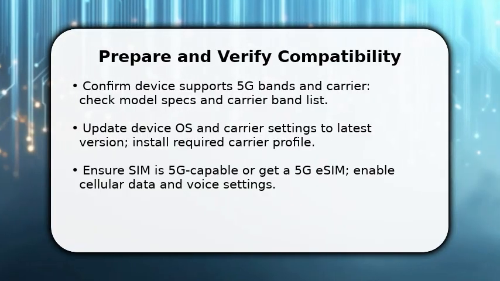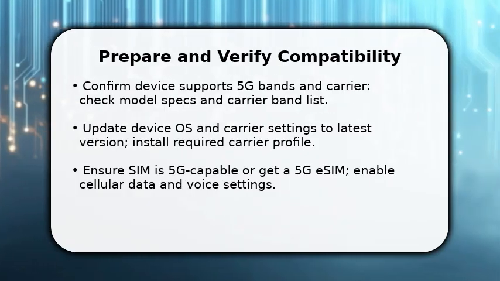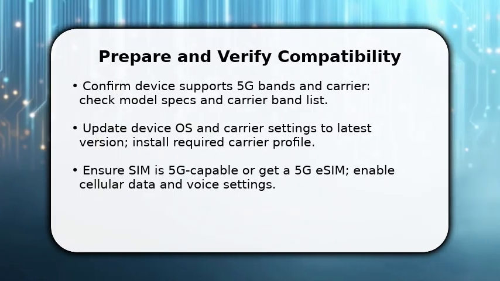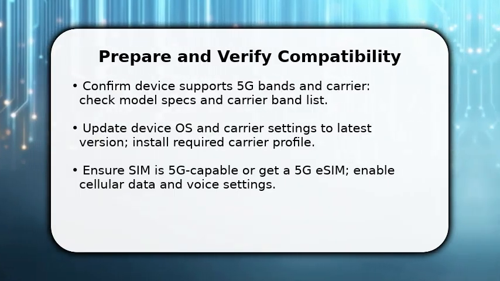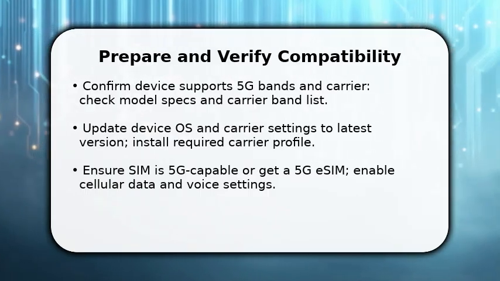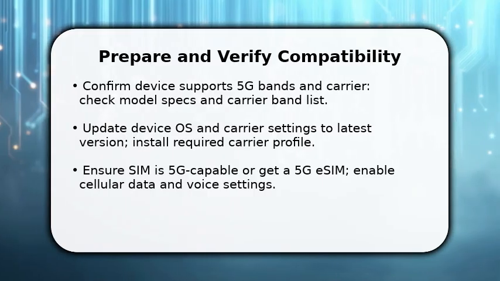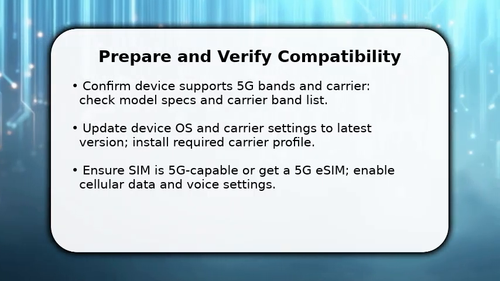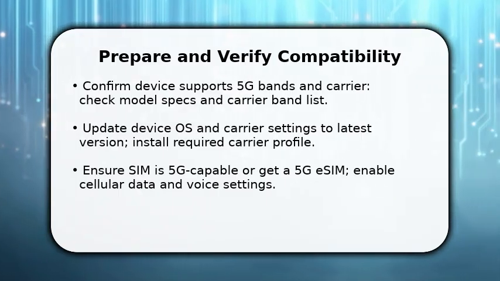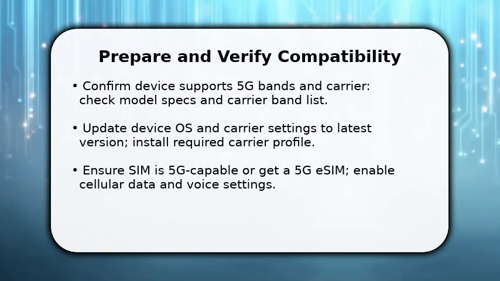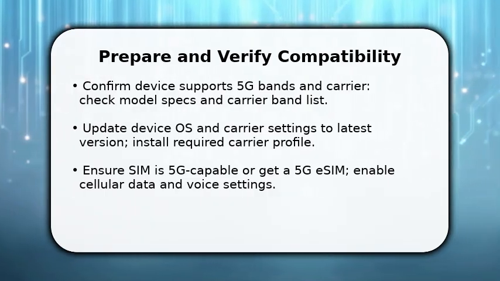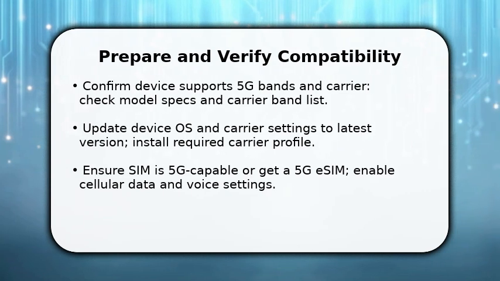You start by confirming compatibility. Check that your phone supports the carrier's 5G bands and that your SIM or eSIM is 5G enabled. Once done, update the operating system and carrier settings so radios run optimal firmware. This prevents connection issues. Next, enable cellular data and set preferred network to 5G or 5G auto in settings. You do this now because a compatible, updated device is the foundation for stable 5G performance.